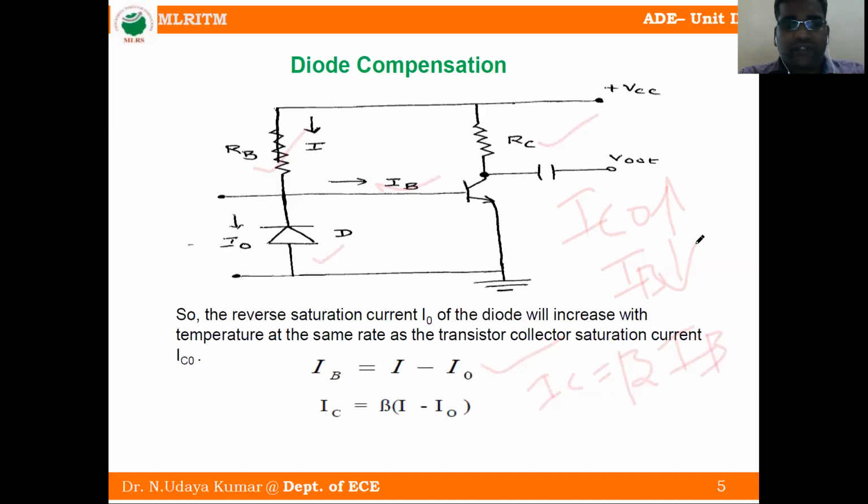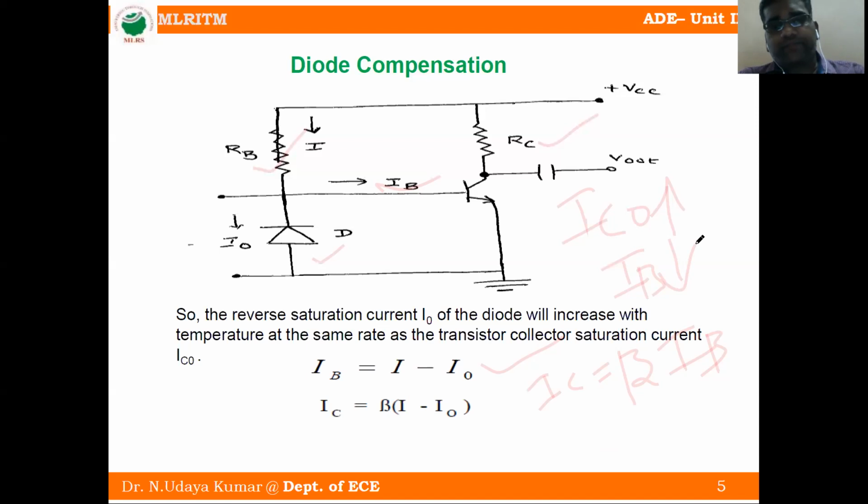So this increase of temperature not only increases IC0 here, but also increases I0 of a diode. If I0 increases, the base current IB decreases. Since it is total current minus I0, IB will decrease. So this is the required action to keep IC constant. This is called diode compensation.